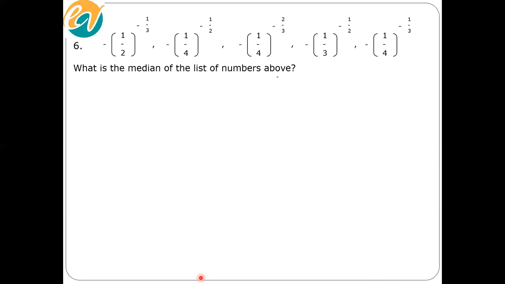Yes. So there are 5 terms here, 5 terms. And the question is asking us what's the median of the list of numbers above. Median is obviously the middle value when the data are arranged in ascending or descending sequence. I'll give you guys a couple of minutes to think about it. Not an easy question, not an easy question.